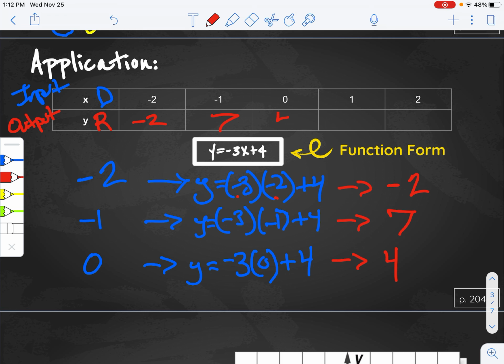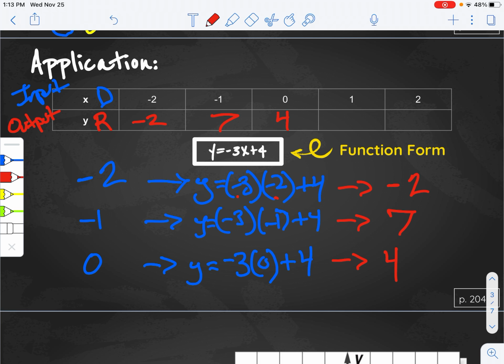Okay, and we would do this for each number in our table. So why don't you go ahead and pause the video, find the next 2 outputs. So take 1, the input, our x value 1, put it into our function, find the output, do the same thing for 2, plug it in for x, and find the output. And then after you find those, press play, and you can check your answers.